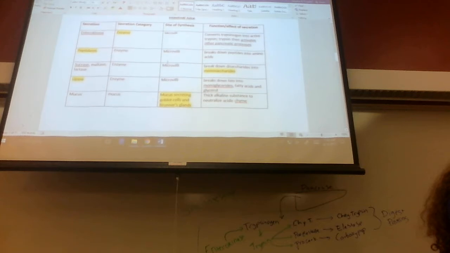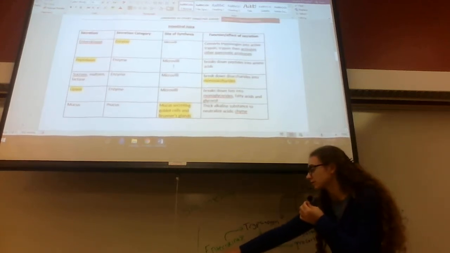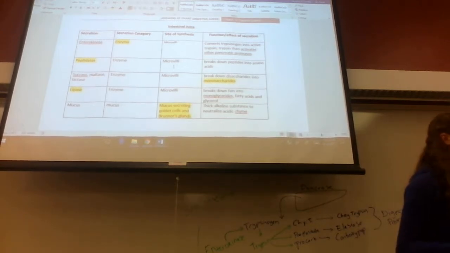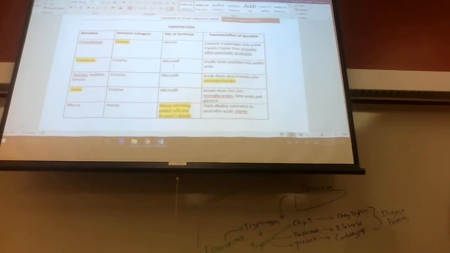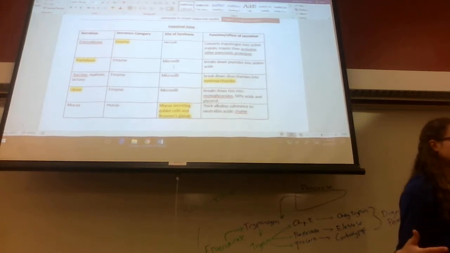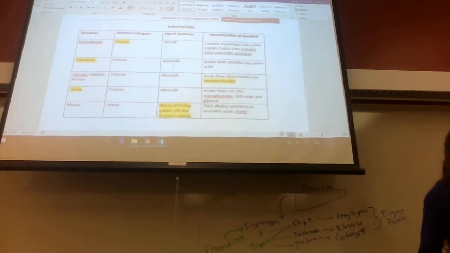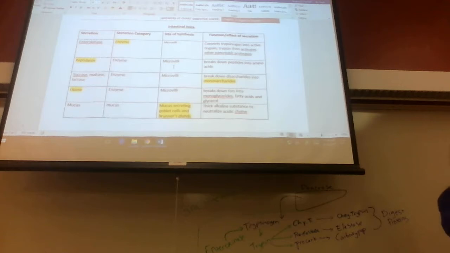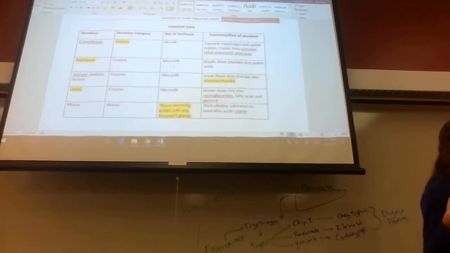Moving on to intestinal juices. We have enterokinase, which triggers the pancreatic enzymes to function. Enterokinase is synthesized in the microvilli. The definition says it converts trypsinogen into active trypsin. Trypsin then activates other pancreatic proteases. And a protease is an enzyme that digests proteins, right? Because protein and then ase: ase means enzyme, and they digest proteins. Peptidase is an enzyme that breaks down peptides into amino acids.